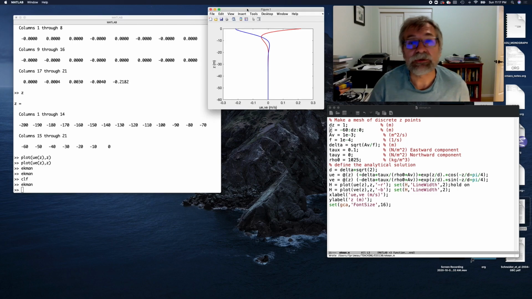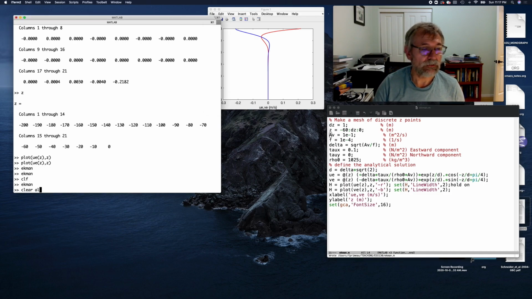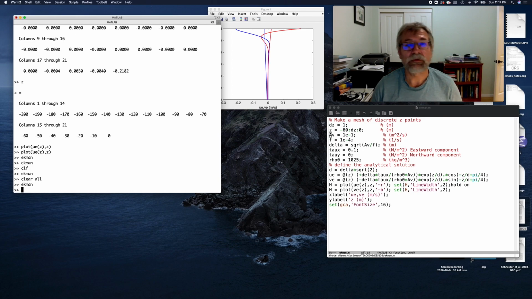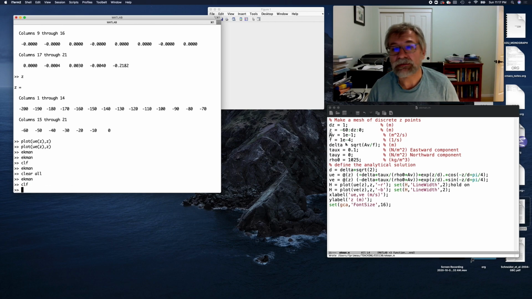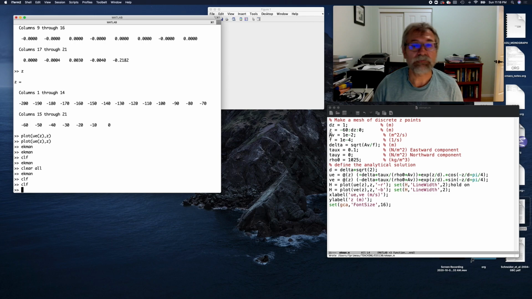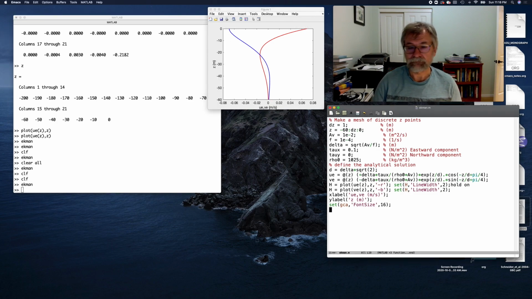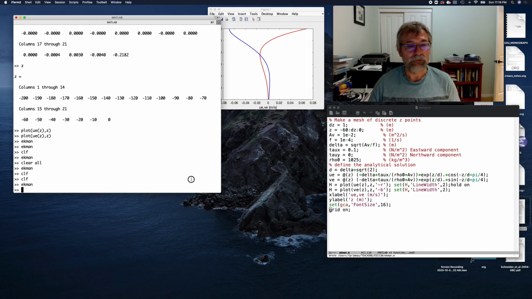Maybe we can make our vertical diffusivity a little bit bigger so that the Ekman layer is thicker. So let's make it even -1. Clear all, Ekman. Oops, that was too drastic. Let's make it -2. Ekman. Right, that looks nice. Let's add a grid. Grid on. And again.